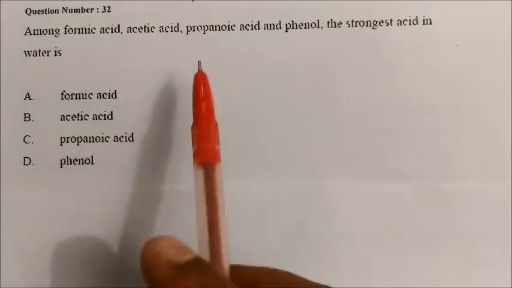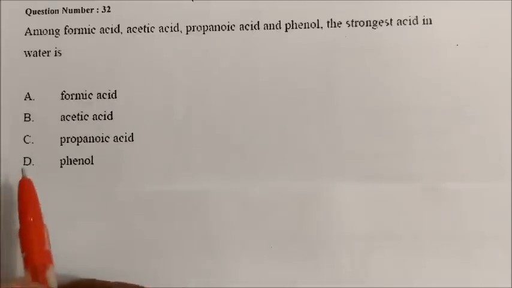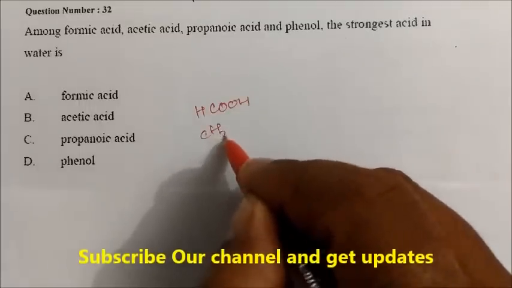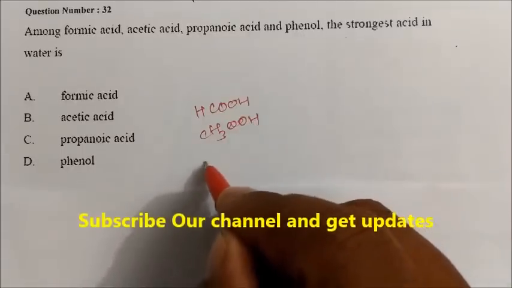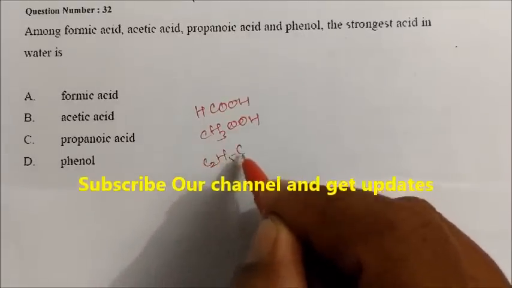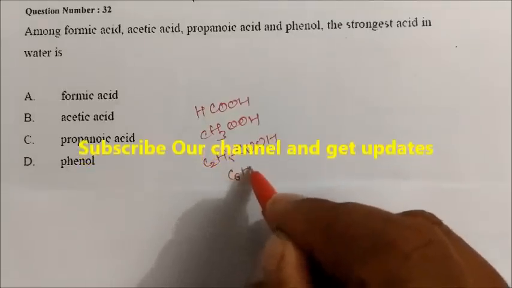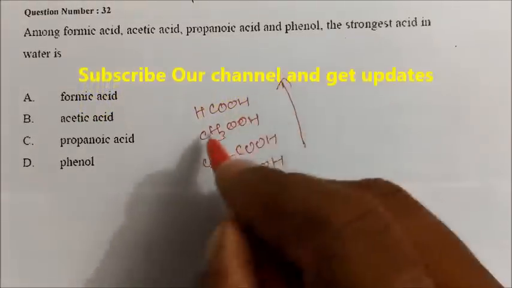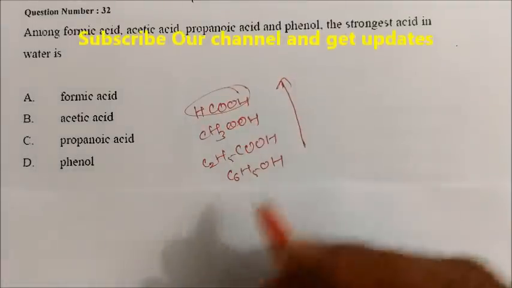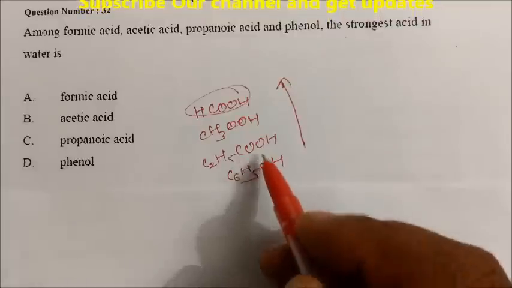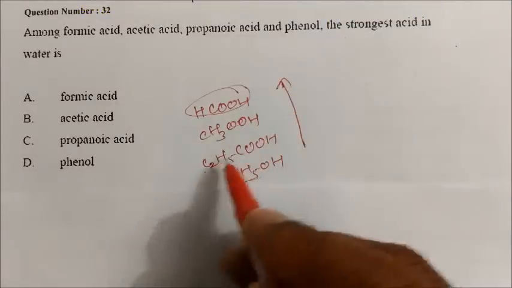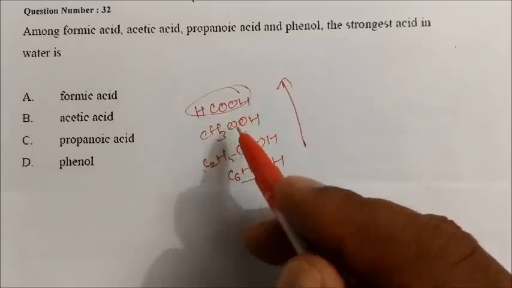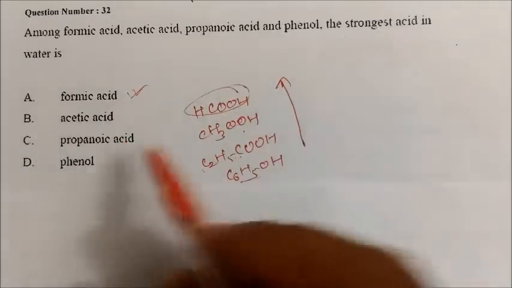Among formic acid, acetic acid, propionic acid and phenol, which is the strongest acid in water? So of course we can write, this is formic acid, next is acetic acid, after that propionic acid, C2H5COOH, and next is phenol, C6H5OH. So this is given in series. Which is more acidic? This one, formic acid, this is the rule. Due to plus I effect, the acid strength will be decreasing in aliphatic carboxylic acids. In phenol it is very less acidic. So formic acid is the strongest acid among all four acids.